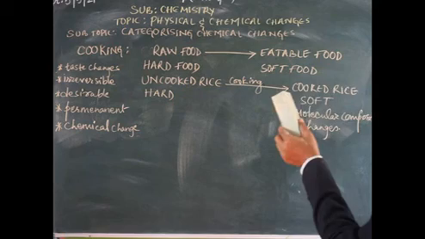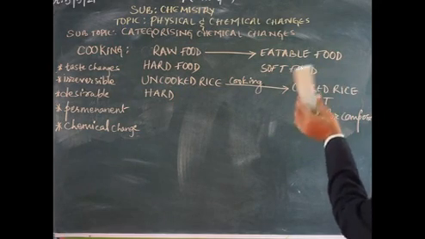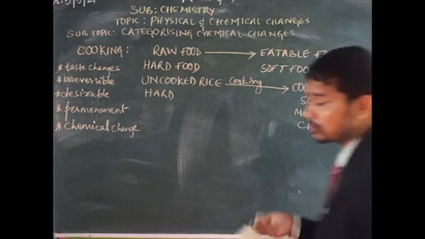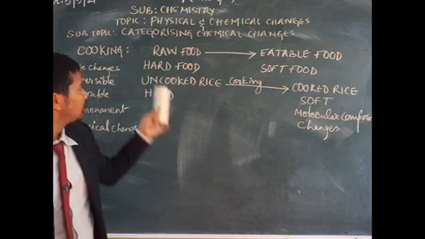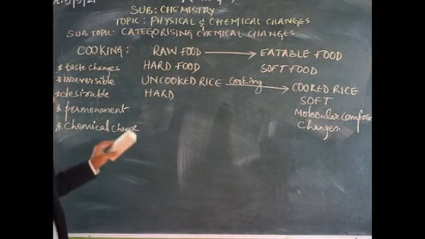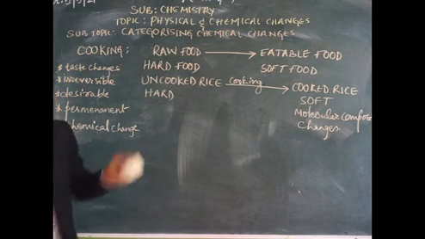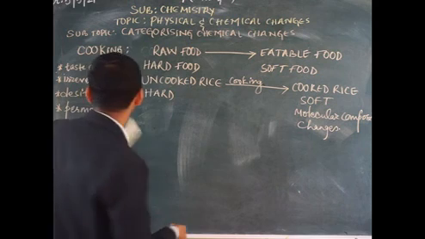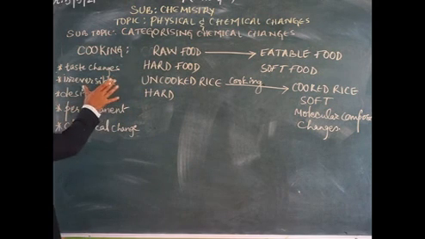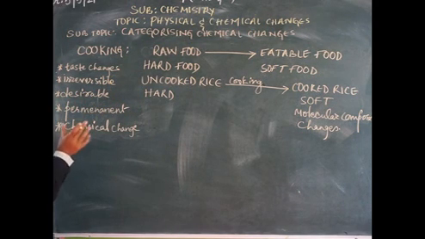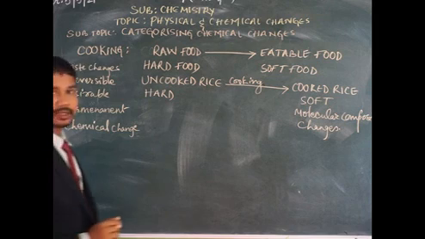So cooking, raw food gives you eatable food. Raw food converts to eatable food. Hard food converts to soft food. Uncooked rice, cooking gives you cooked rice. So the taste changes. It is an irreversible change. It is a desirable change, permanent change, and a chemical change.